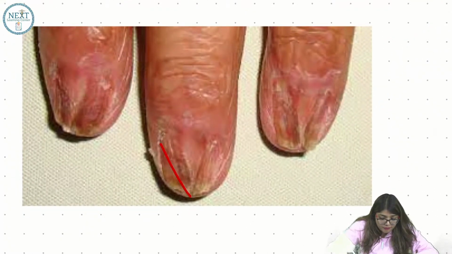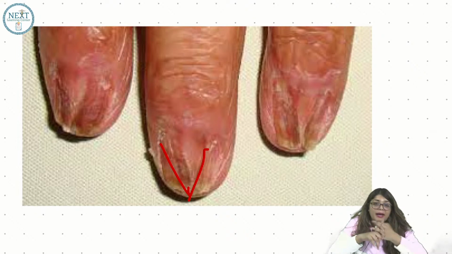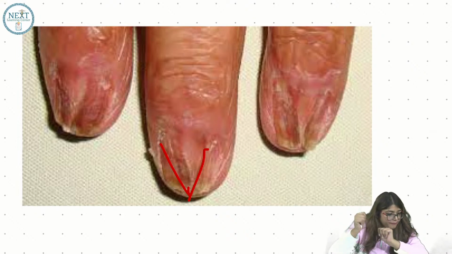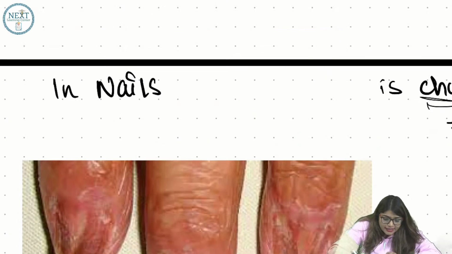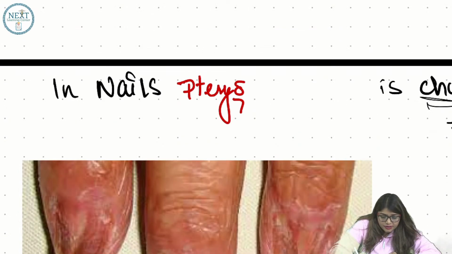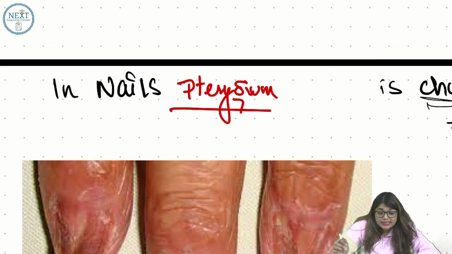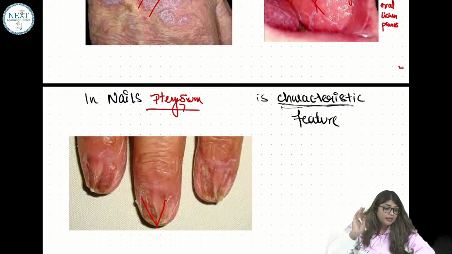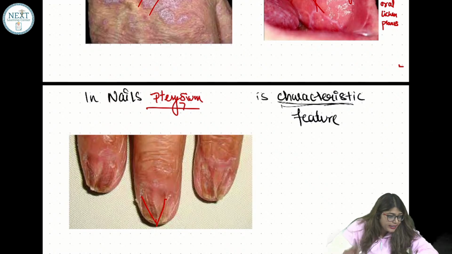Can you see what shape is this? Purple, polygonal, papules and plaques. Okay, very good. This is your pterygium, and it is the most characteristic nail finding in your lichen planus. Okay, very good. This is your pterygium.